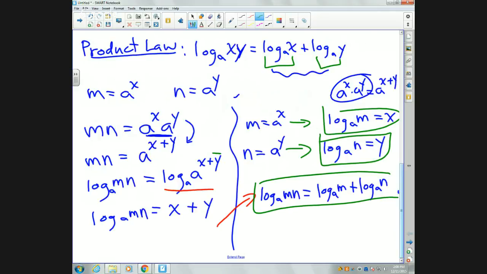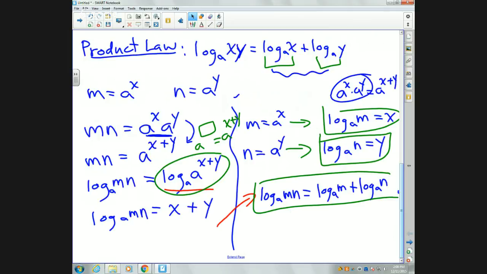This right here. Remember that this means a to something, we don't know what that something is, has to equal this thing right here. It has to equal a to the x plus y. Well, if these two things are going to be equal, then the two exponents have to be equal. So this whole thing has to equal x plus y. So that's the product law.